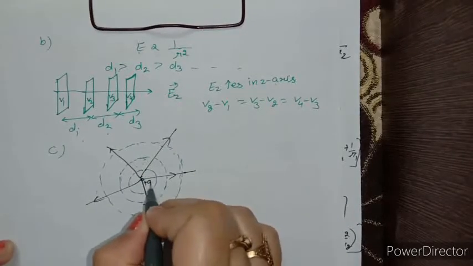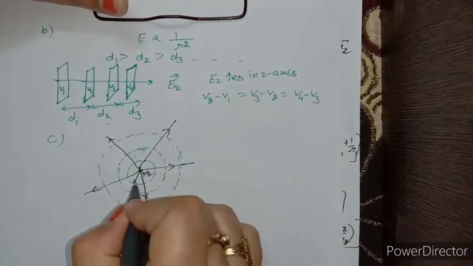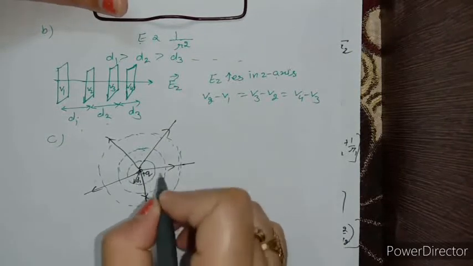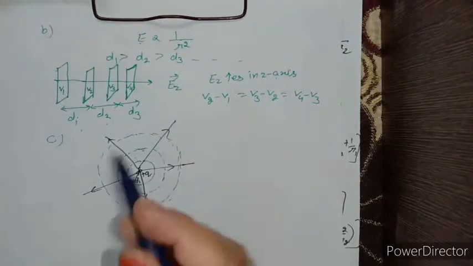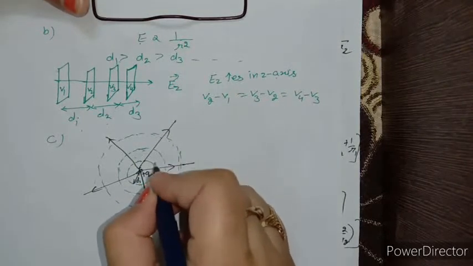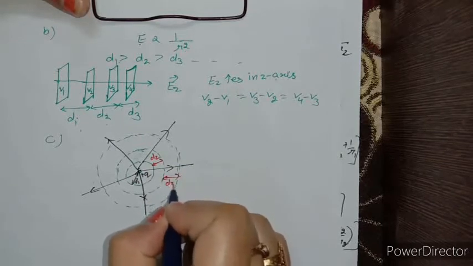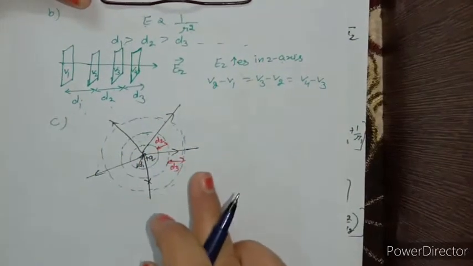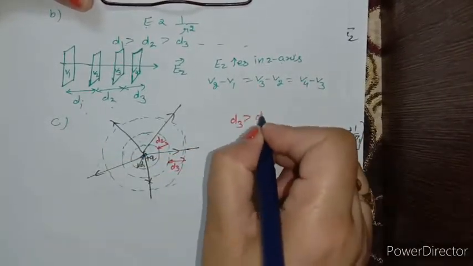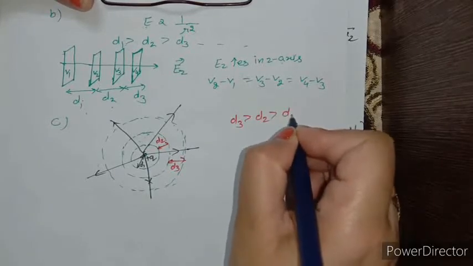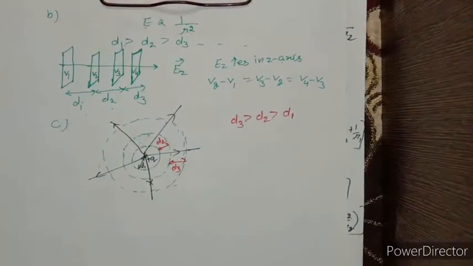Here we have, suppose, a positive charge Q. The separations here are D1, D2, and D3. As we go away from the charge, D3 is greater than D2 and D2 is greater than D1, because the electric field decreases. So this is part C.